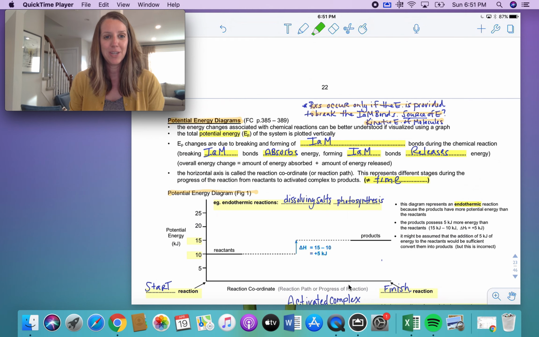So the first part is going to be just on potential energy diagrams. And this actually is a really important little concept. You will see this again next year at university for sure. You'll see them in biology, you'll see them in chemistry, you'll see them in physics.